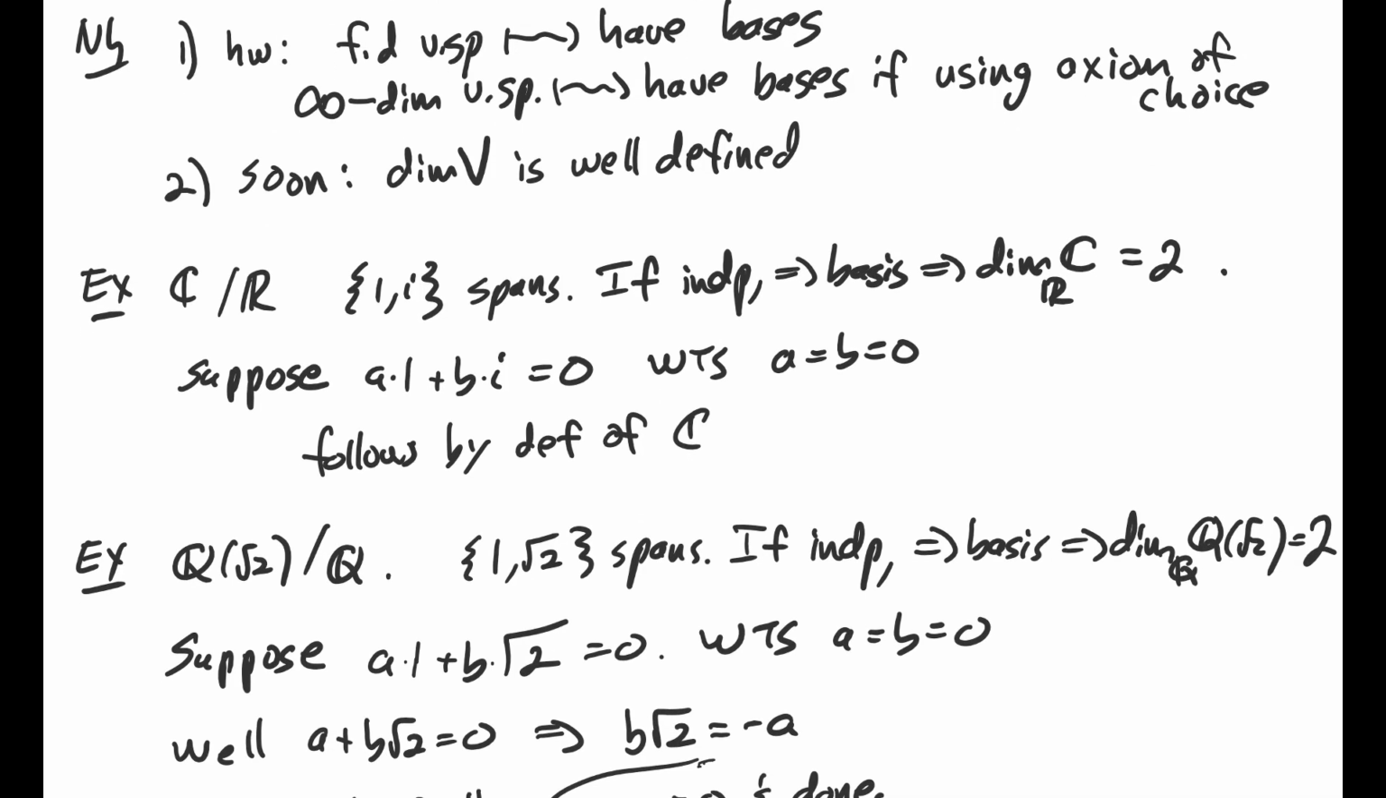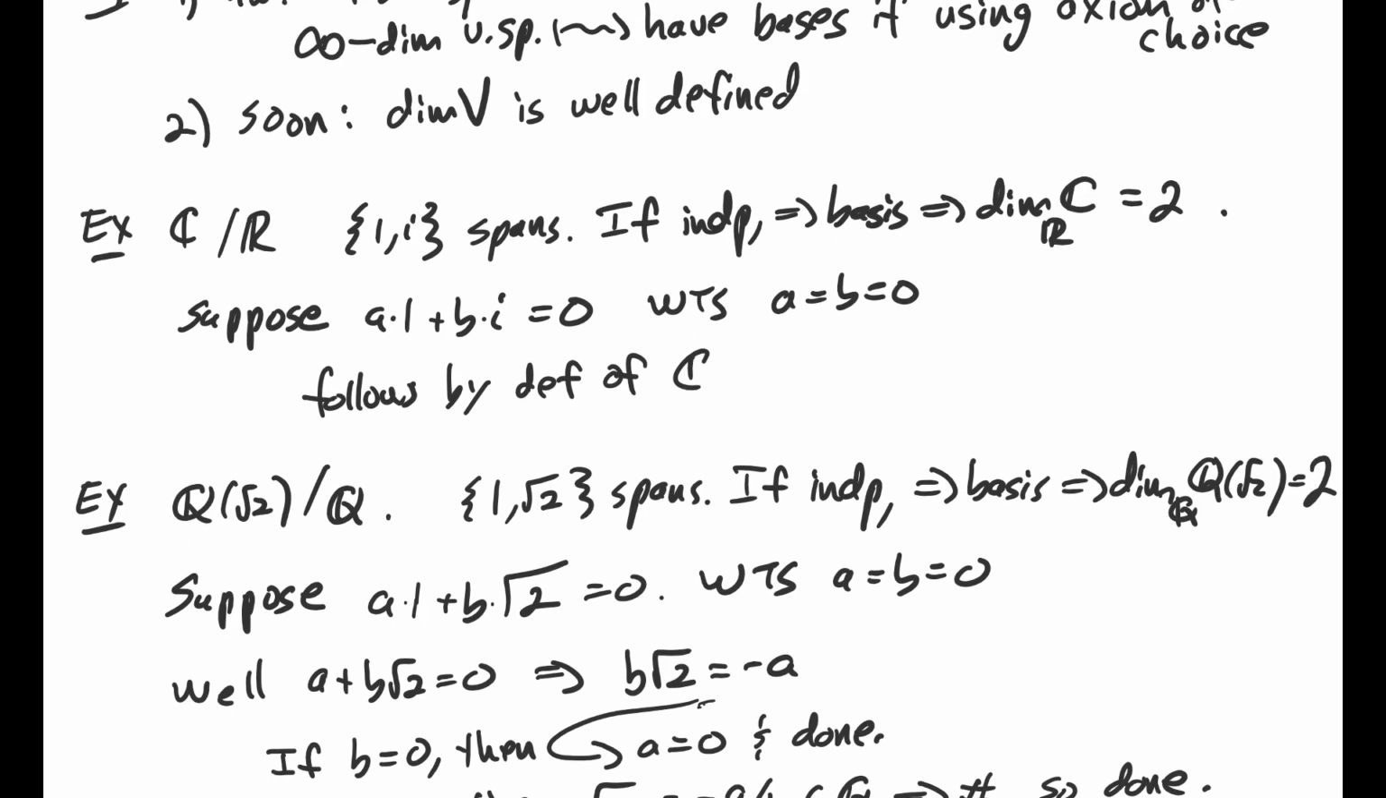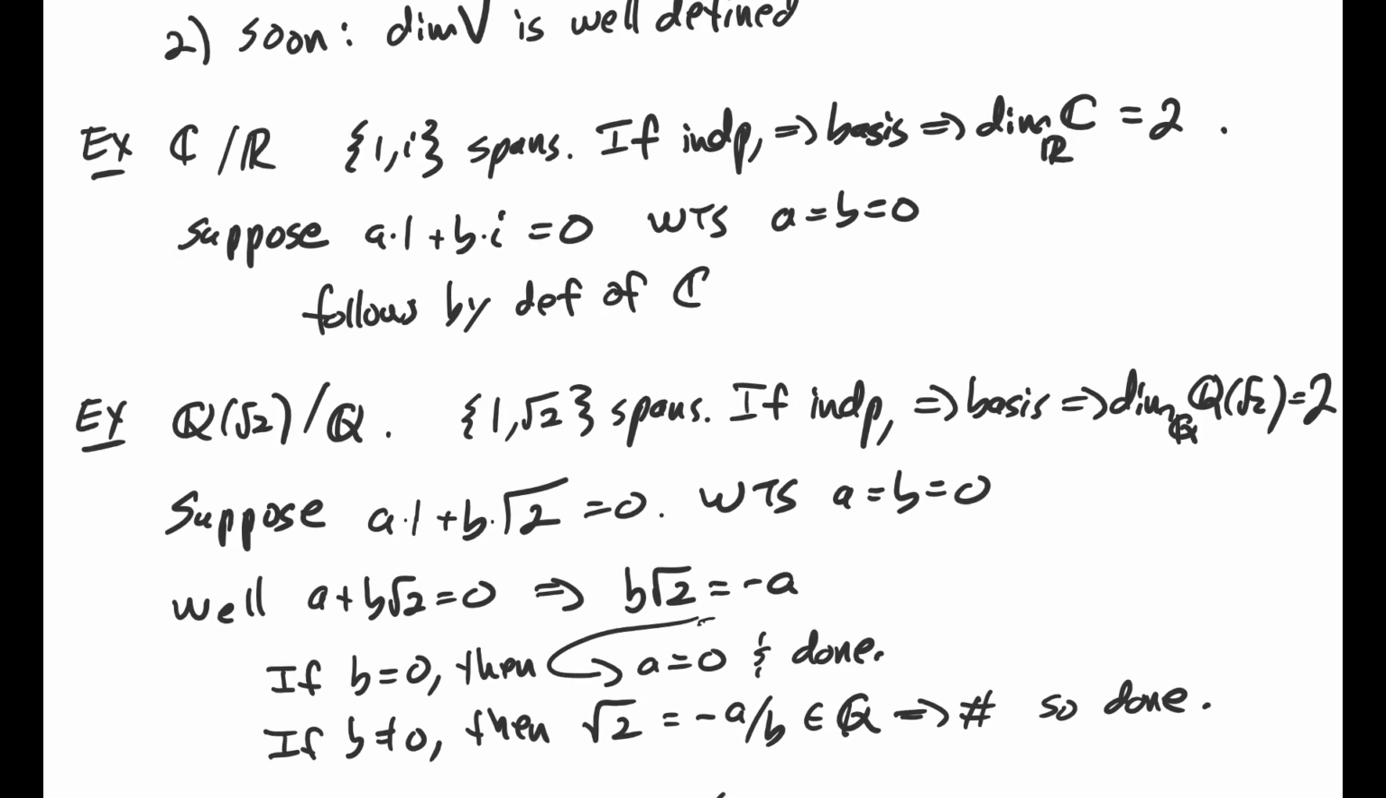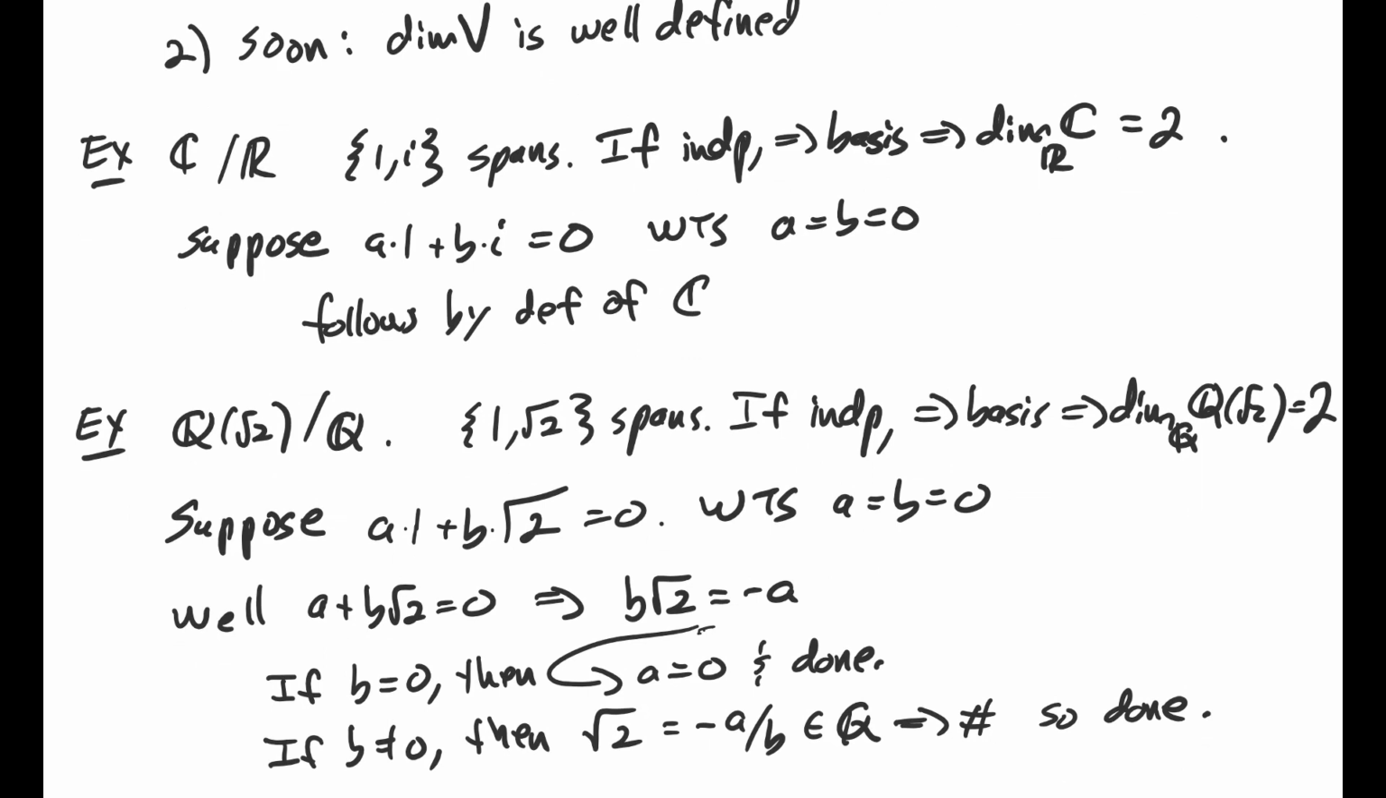Well, if a plus b root 2 is 0, then, of course, you can write b root 2 is equal to minus a. And if b were equal to 0, then from the same equation you would immediately deduce that a was 0, and you'd be done. You'd get a and b equal to 0. On the other hand, if b were not equal to 0, then you could solve for root 2 as minus a over b, which would be a rational number. And as you know, that's not possible.